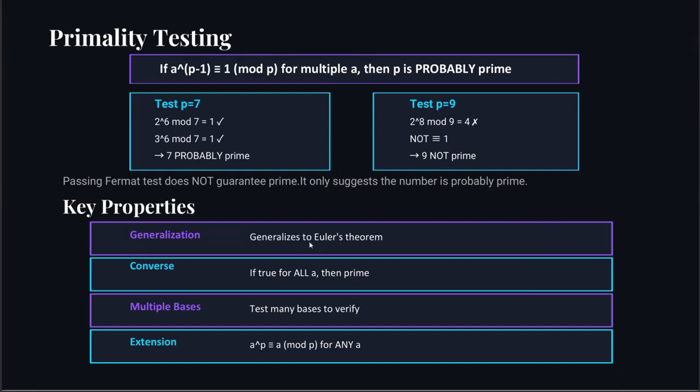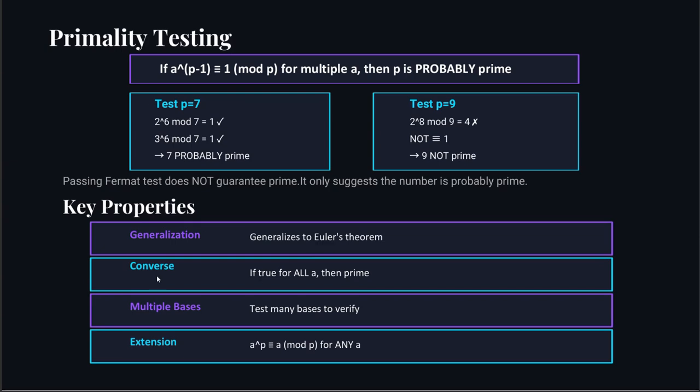We already know that Euler's theorem works for any modulo n, provided the numbers are coprime. When that modulus happens to be a prime number, Euler's theorem simplifies into Little Fermat's theorem. So rather than being completely separate, Fermat's theorem is actually built on top of Euler's theorem.